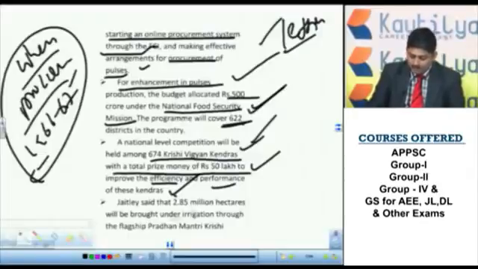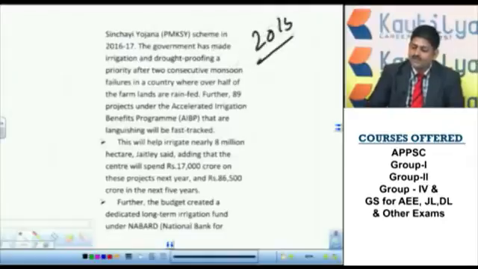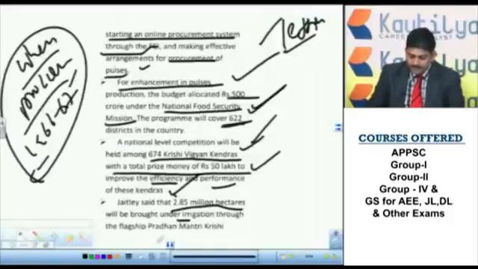Next, 2.85 million hectares, another important one, will be brought under irrigation through the Prime Minister's Krishi Sanchay Yojana. So what is this Yojana? In order to extend the irrigation facilities, this scheme was started in 2015 itself. This scheme was announced, and right now the aim is bringing 2.85 million hectares.